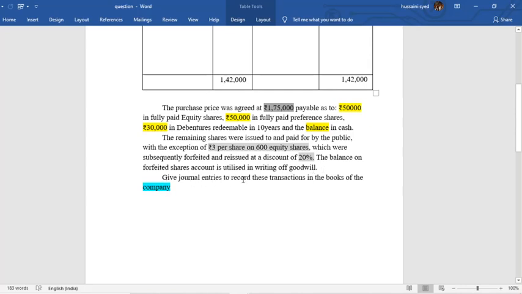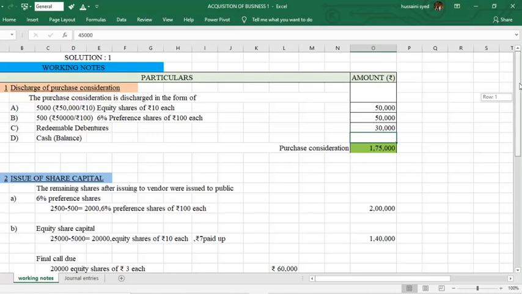Give journal entries to record these transactions in the books of the company. Preparation of the working notes will help you in posting the amounts. The first working note is for the discharge of purchase consideration. Discharge means how the company is going to pay the purchase consideration.